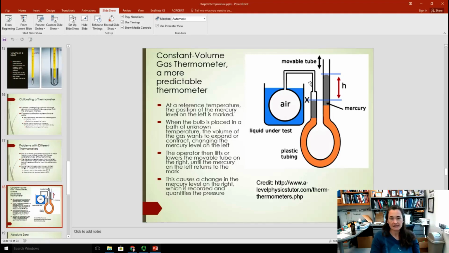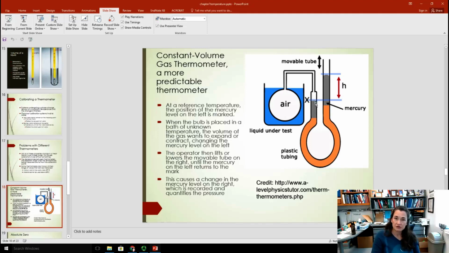What happens is, let's say that you calibrate your constant volume gas thermometer by sinking it in an ice water bath. All right, what you do to calibrate it at that point is you mark the level of the mercury here on the left. Now remember, mercury is filling this left-hand side of the tube, goes through the plastic tubing, and goes all the way up to the right, okay? So you mark the level of the mercury in your calibration bath.